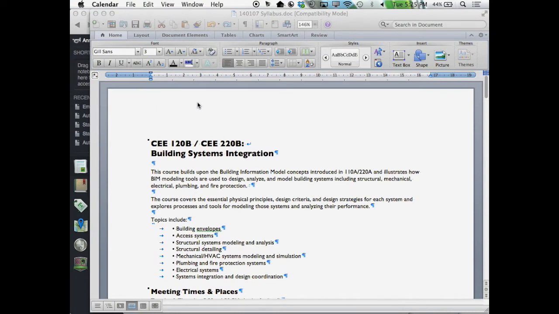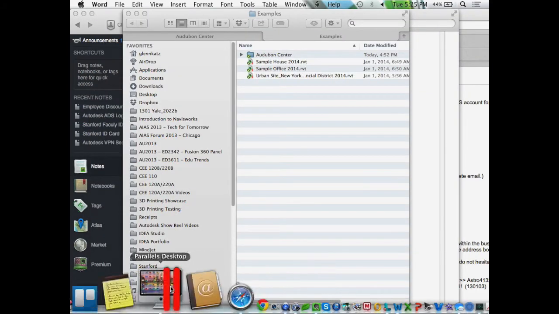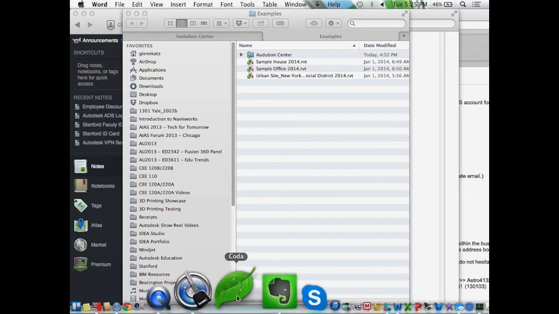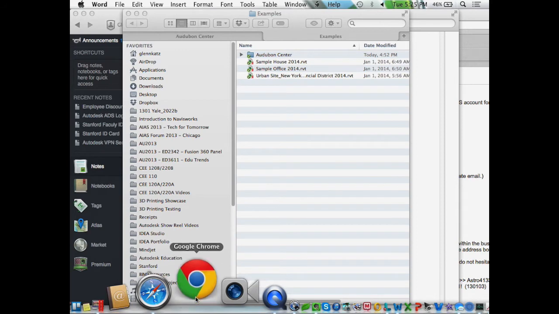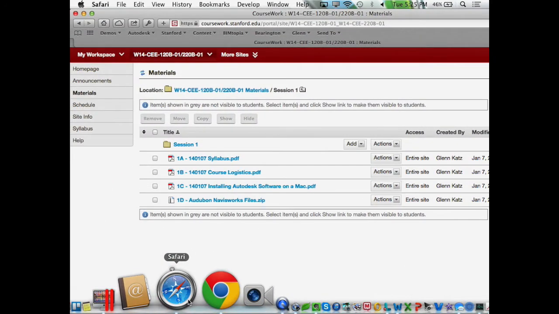Okay, let us then go ahead and talk about the class itself and really what the class is going to all be about and kind of get you going in the right direction. If you are registered for the class in Access and the class is listed as 120B, 220B, you can go ahead and find us and find the coursework website.